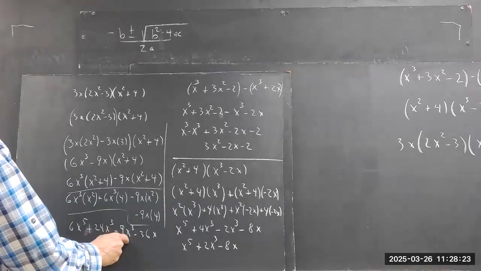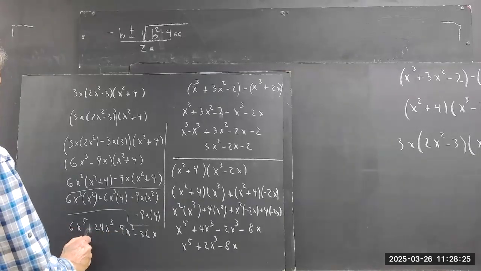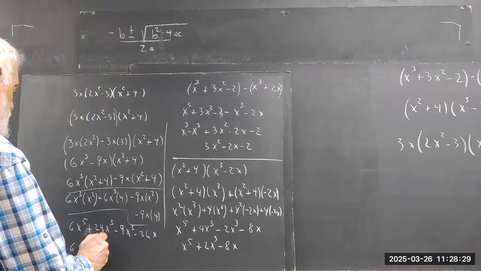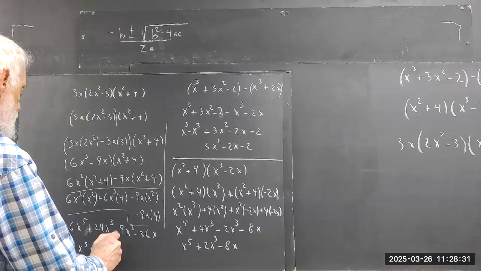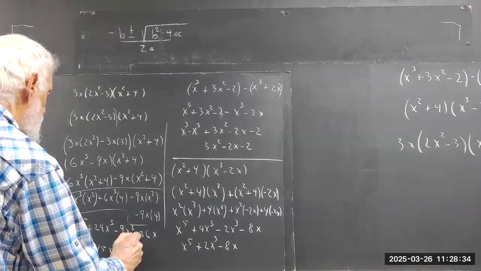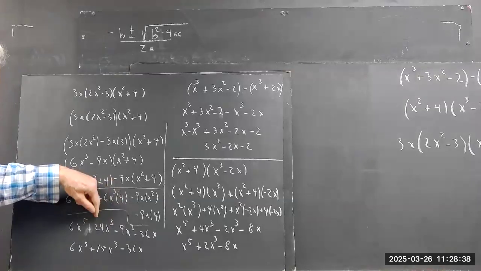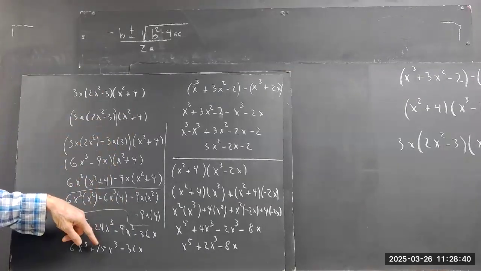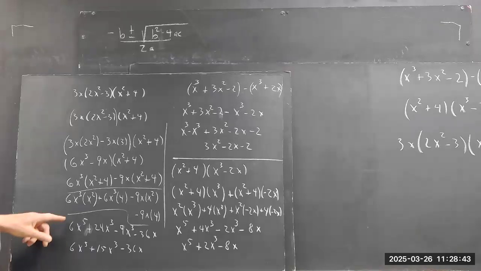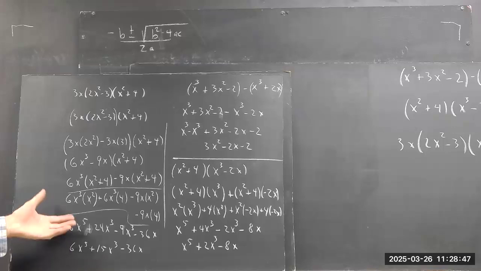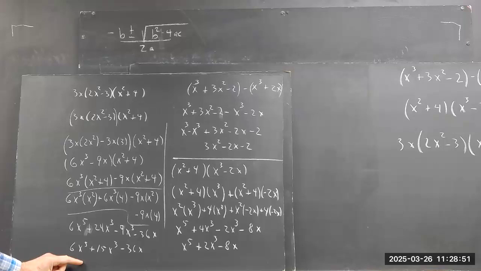And we have x cubed terms. 24x cubed minus 9x cubed, 24 minus 9 gives us 15, 15x cubed. And the x to the fifth and the 36x are not combined with any other terms. So there we have that. Make sense?